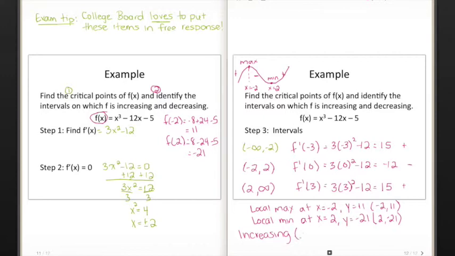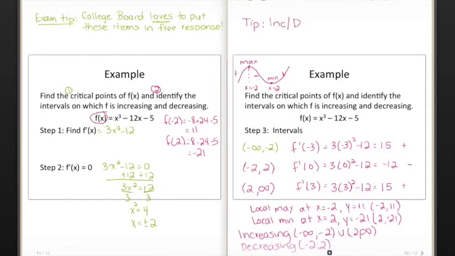Now please do not get confused. The points and the intervals look like they have the same exact notation. So you will want to make sure to make it clear that the negative 2, 11 and the 2, negative 21 are the critical points, the local minimums and maximums. And then you can write your intervals for increasing and decreasing. Our function was increasing from negative infinity to negative 2 and from 2 to infinity, because those are where we got positive values for our derivative. And it was decreasing from negative 2 to positive 2, because we got a negative value for our derivative.